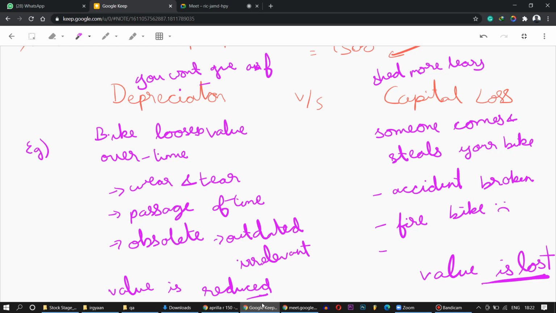Yeah, that is a capital loss. But in this case, we're not talking about selling things, because here we don't have second hand at all. In your 12th standard, depreciation is when your value is being reduced. Capital loss is when the value is completely lost because your bike is damaged in an accident or in a fire, or someone comes and steals your bike. Theft.